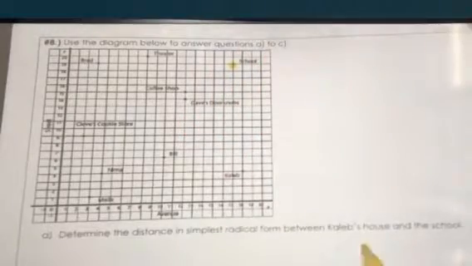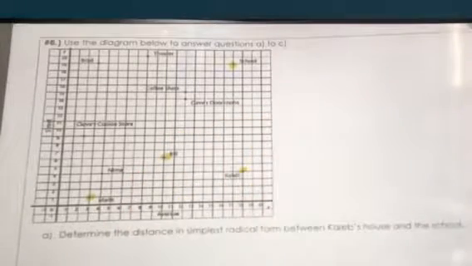Problem 8. Use the diagram below to answer questions A to C. And we're going to focus on a couple of specific coordinates. So we're going to be focused on the school. We're going to be focused on Caleb's house. Caleb lives here. We're going to be focused on Malik's house. Malik lives here. And we'll be focused on Bill, who lives here. So that's the only information we're using in this problem.